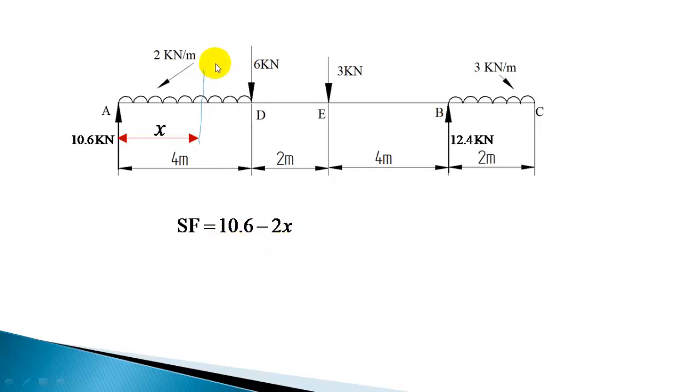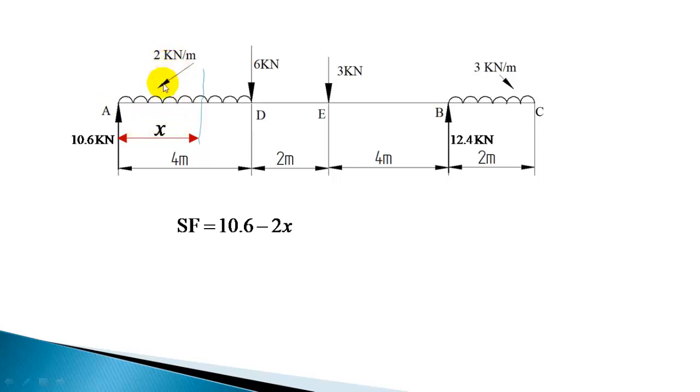Now the bending moment you can calculate for this section. The bending moment will be 10.6 into x. This will produce a clockwise moment: 10.6 into x, and this part of the UDL is 2 into x, 2 kilonewton per meter for x meter.